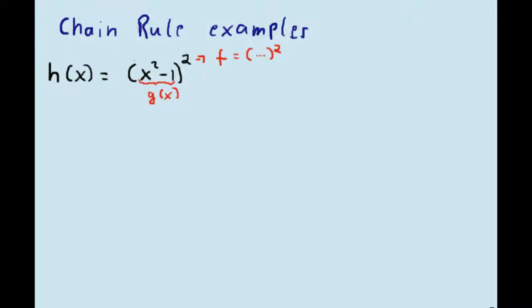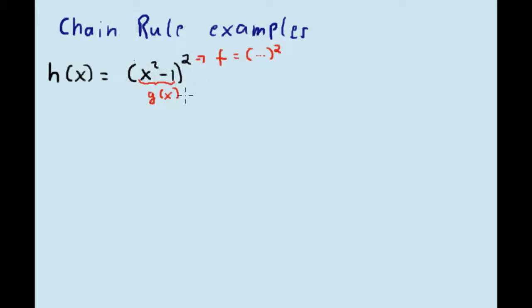The only way to really learn the chain rule is by practicing. So let's run a few examples. I have, starting with, h of x equal to a composite function. I hope you see this quickly by now. There's x squared minus 1, simple one, and the whole thing squared.